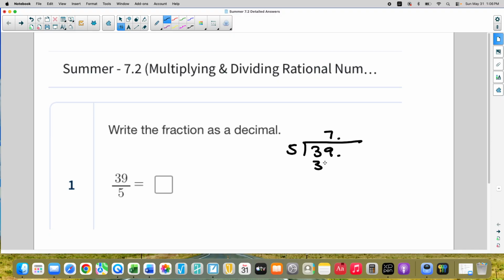7 times 5 is 35. We subtract. That gives us 4. We add a 0 and bring it down. 5 goes into 40 8 times. And we have no remainder. So that is going to give us 7.8 as a decimal.